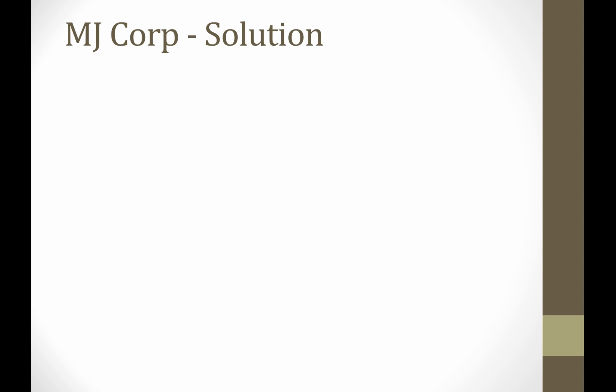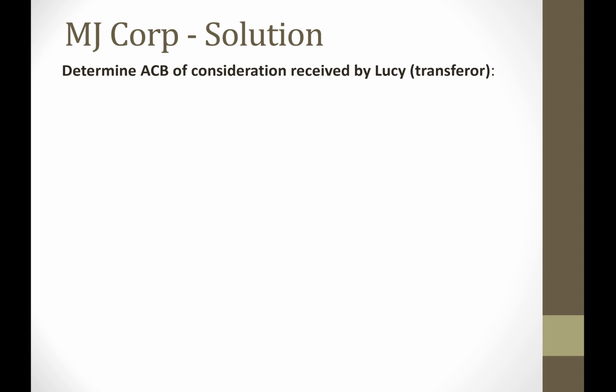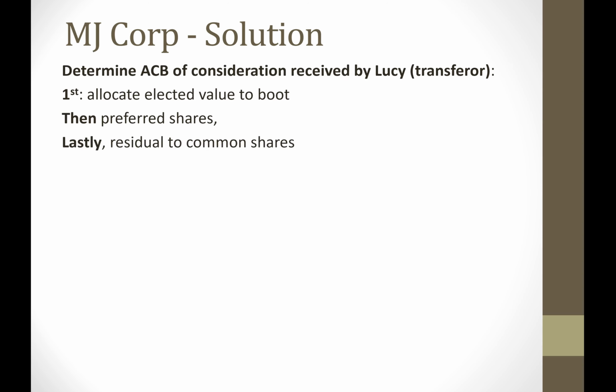So that's going to be the income amounts that Lucy has to report. Now let's move on to the next slide and let's look at the next part of the question. We're then asked to determine what is the adjusted cost base of the consideration that Lucy received. Now we're told that with a Section 85 rollover, the first amount has to be allocated to boot. So we're going to take the elected value, allocate that to the boot, which is the non-share consideration. The remaining amount will be next allocated to the preferred shares, if there are any. And then finally the residual will be allocated to the common shares.